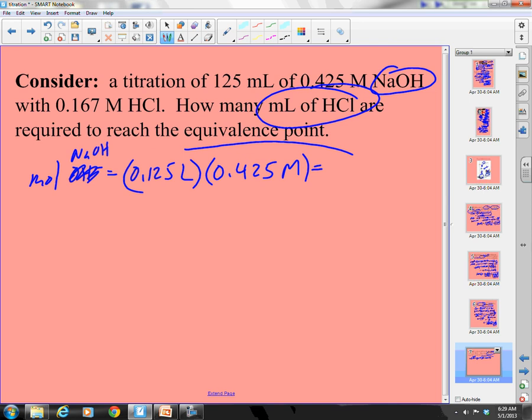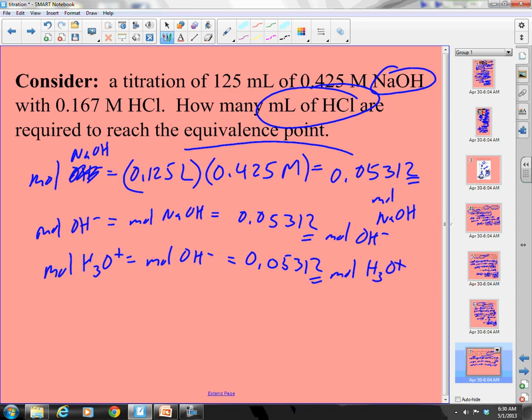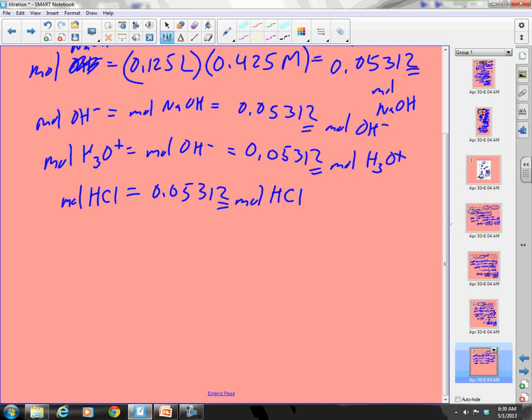0.125 times 0.425, and what do I get? I get 0.05312 moles of NaOH, but it's a 1-to-1 ratio, so moles of hydroxide equal my moles of NaOH, which is equal to 0.05312 moles of hydroxide at the equivalence point. Then moles of my hydronium equal moles of my hydroxide, which equals 0.05312 moles of my hydronium, which also then, since it's a 1-to-1 ratio, means moles of my hydrochloric acid equals 0.05312 moles HCl. Wow, that's a little redundant. Yes, but I wanted to show you all the steps.